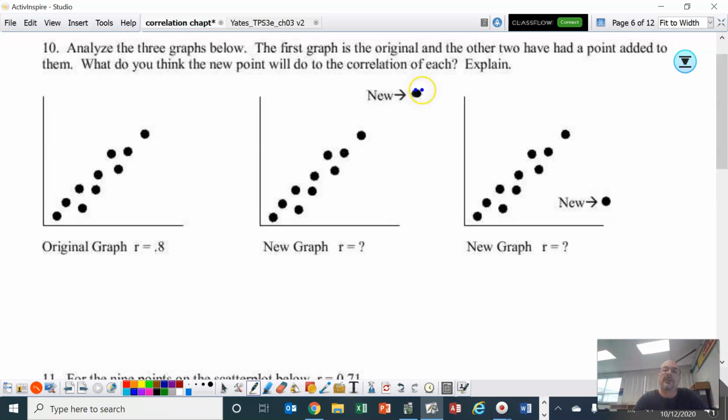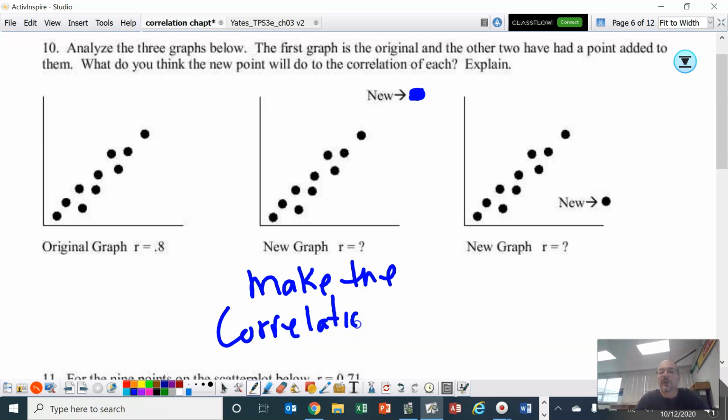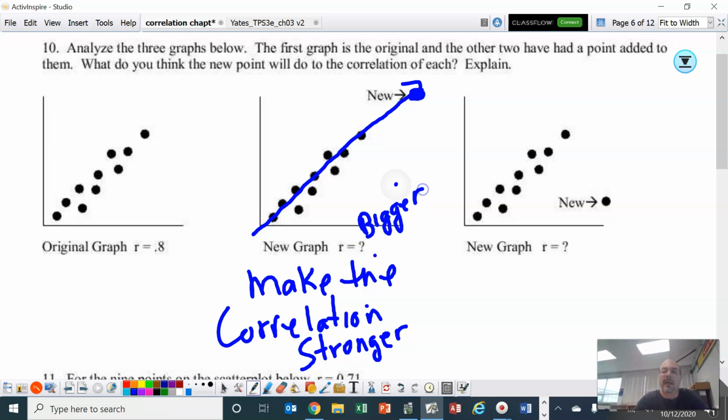Okay, folks, this new dot right here is going to make the correlation stronger, because it's in line with the other dots. That means the R is going to be bigger than 0.8. We don't know what exactly it is.